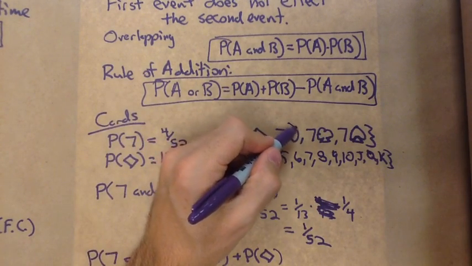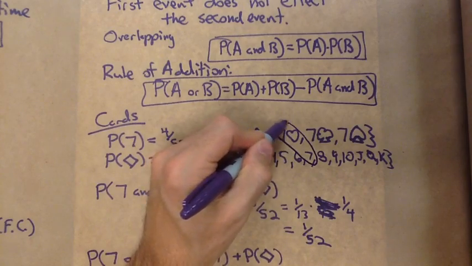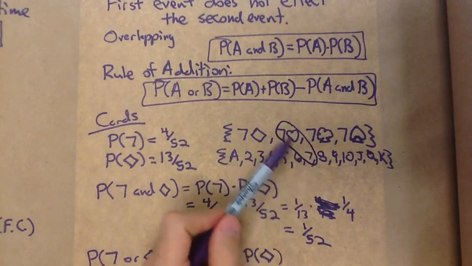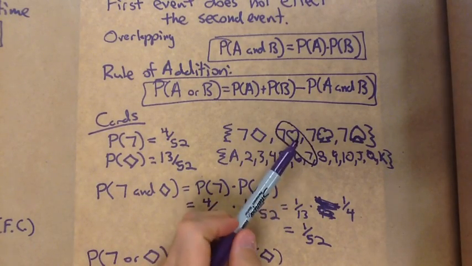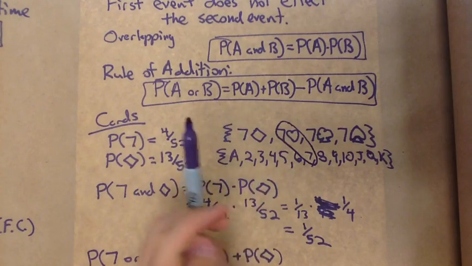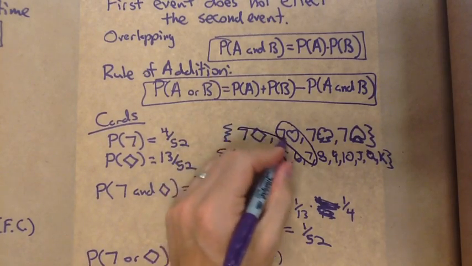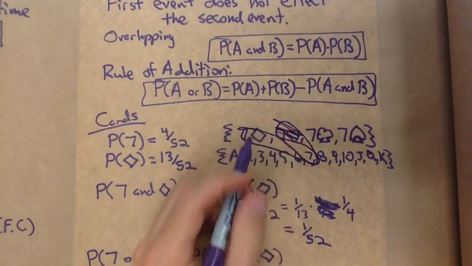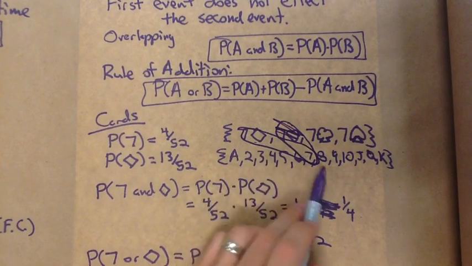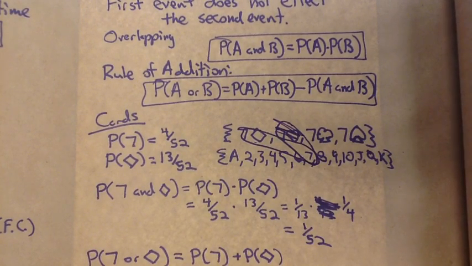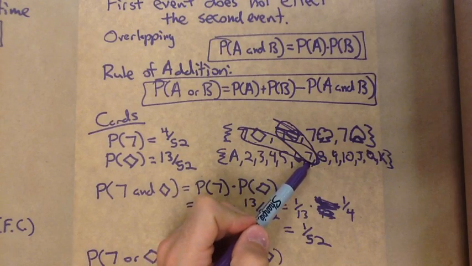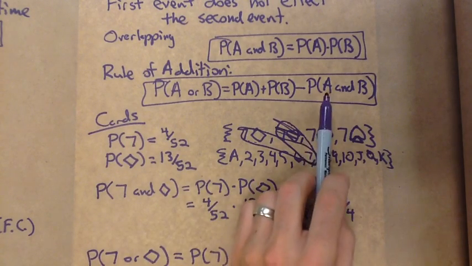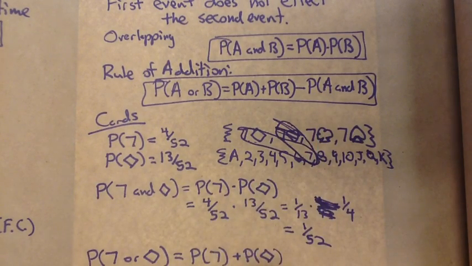And the issue is this right here. These values right here are the exact same card. This is the 7 of hearts. Try again. These two are the 7 of diamonds. They are the exact same. This shows up in both of them. This is an overlap. And the issue is, if I count 4 and 13 and say 17, I'm actually counting this one twice. So this is where, in our rule up here, we have to subtract the and.